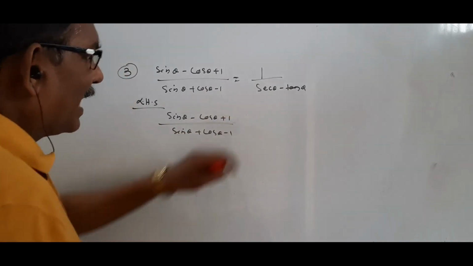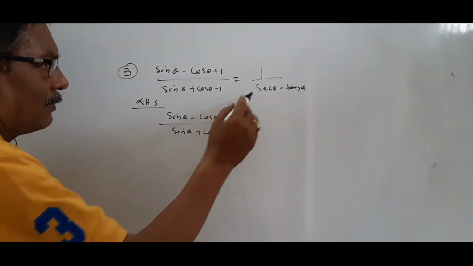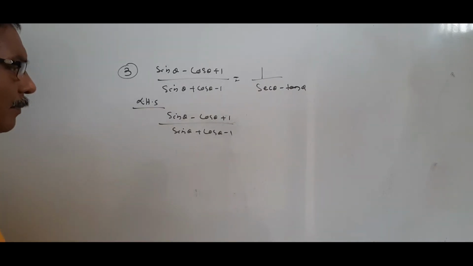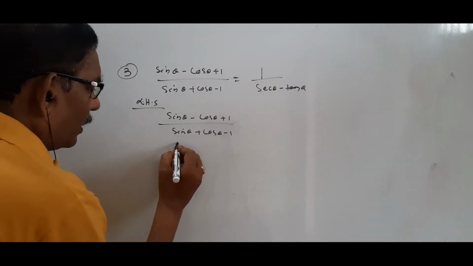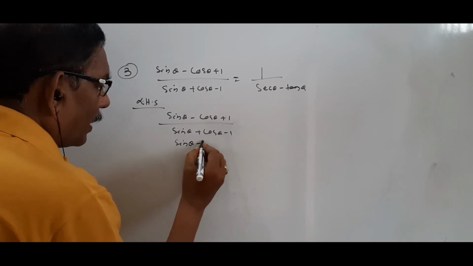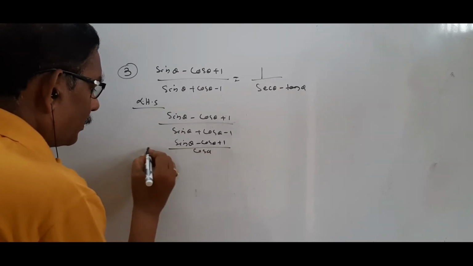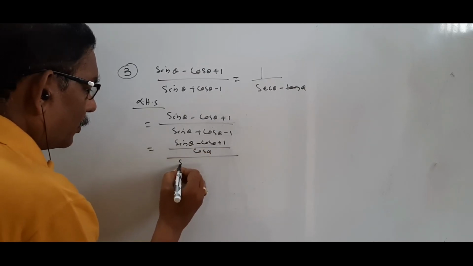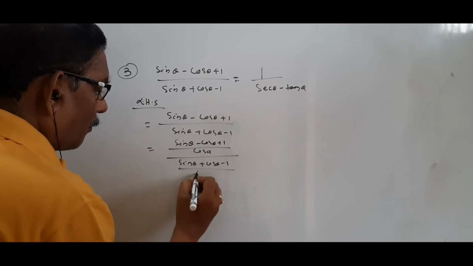Look here, the right side has sec and tan. So you will try to convert these equations in terms of sec and tan. And how will you convert? By dividing this equation by cos theta. So look here: sin theta minus cos theta plus 1, all divided by cos theta, and the denominator part also you divide by cos theta.